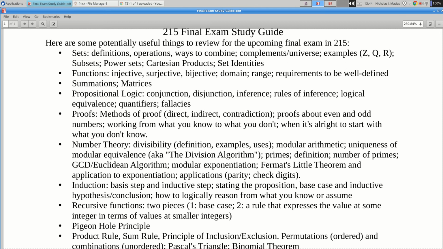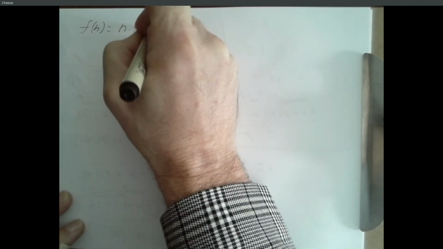So induction, we talked about recursive functions. Kind of like induction. So here's your classic. Here's a classic inductive function. f of n is n times f of n minus 1 for n bigger than 1, and f of 1 is equal to 1. So what function does this define?